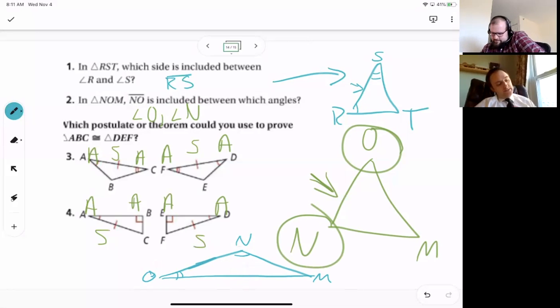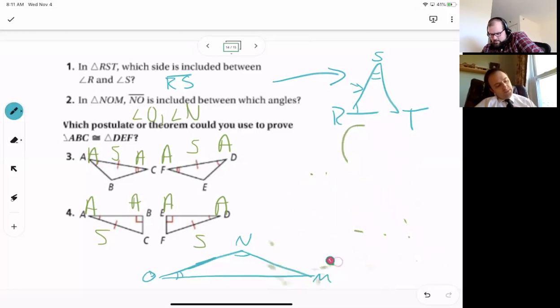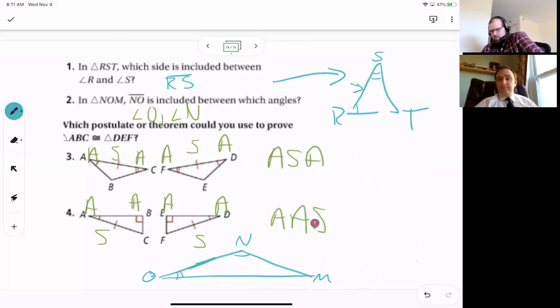And I think I already answered the bottom ones by labeling. So I labeled the bottom ones simply based on the information we had. And you should be able to see that we have angle, side, angle for the first one. And then angle, angle, side for the second one. Cool.